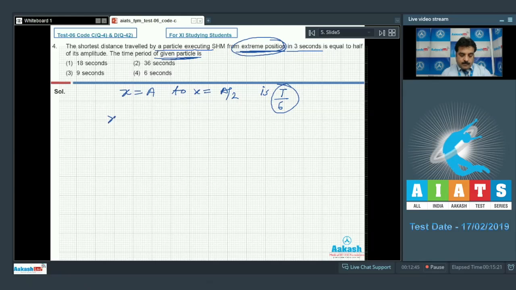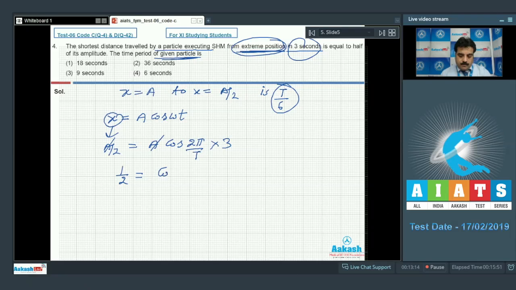Okay. According to the problem, the particle will start from the extreme position, so I will write a cos omega t. If the particle starts from the mean position, I will write a sin omega t. So as per the question, this is a by 2 and a cos 2 pi upon T, and the time given is 3 seconds, so multiplied by 3. A will cancel out. I have only 1 by 2 equal to cos 2 pi upon T into 3.